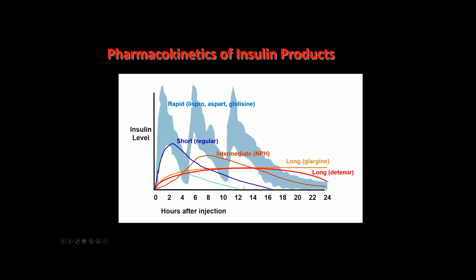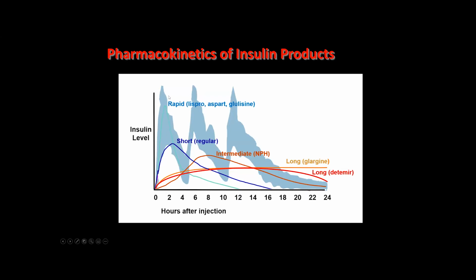So here is a slide about the pharmacokinetics of the insulin products. If you take a look at it, these are the regular insulin, the short-acting insulin, which we call the clear insulin. You can see that it starts to kick in after 1 hour. It peaks at 3 hours. It starts to come down at 4 hours.